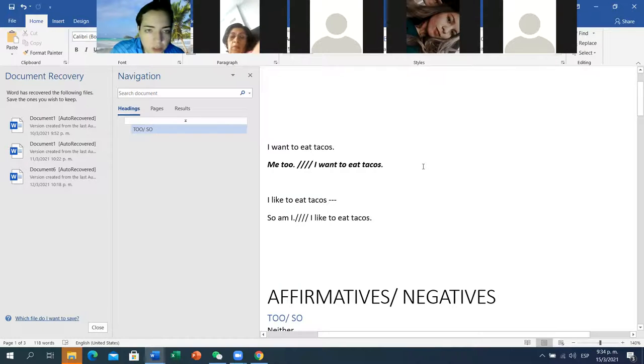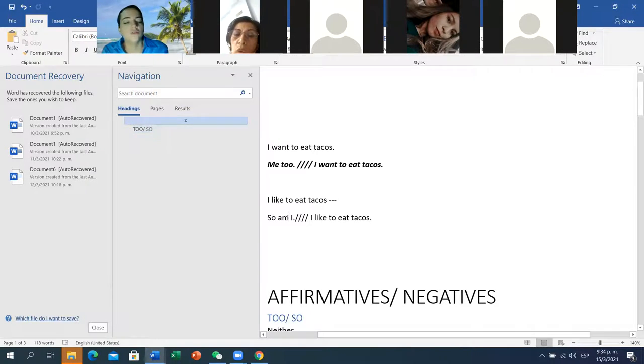Okay, I was teaching the Nordic group. Okay. For example, I want to eat tacos. Me too. I want to eat tacos too. It's just an example. But me too, it is a short sentence. Es para las respuestas cortas. Okay. I like to eat tacos. Yes. So am I. Or qué sería aquí? So am I. ¿Está correcto decir aquí so am I? No, ¿verdad? Sería, so do I. ¿Alguien me puede decir por qué?